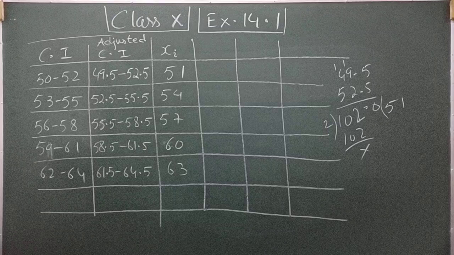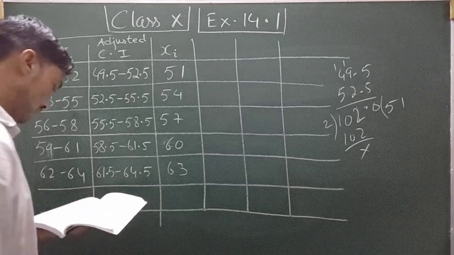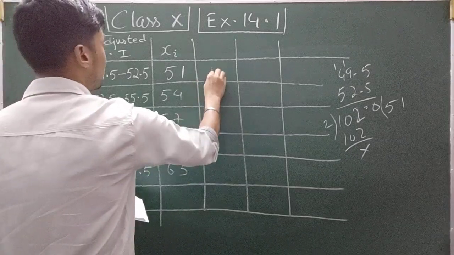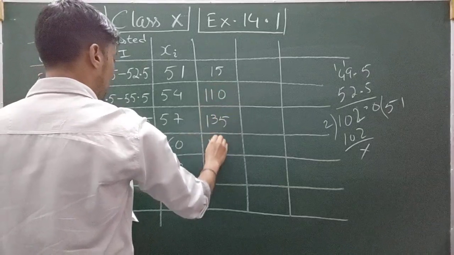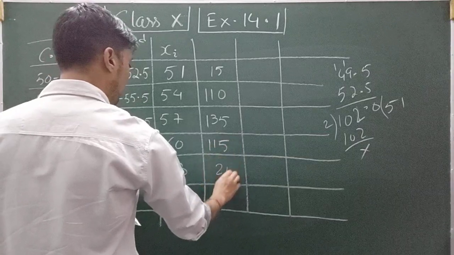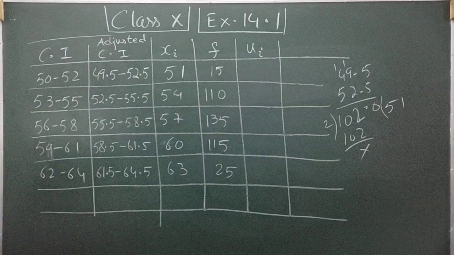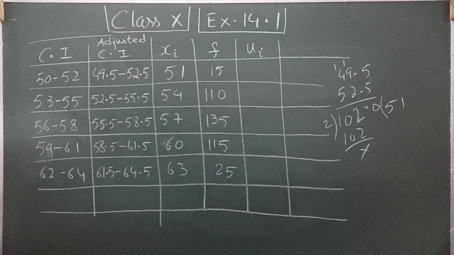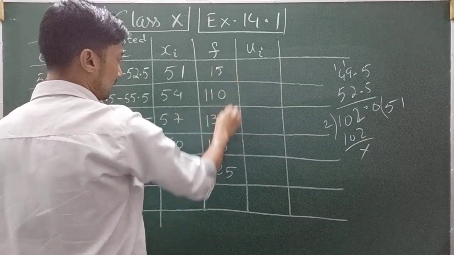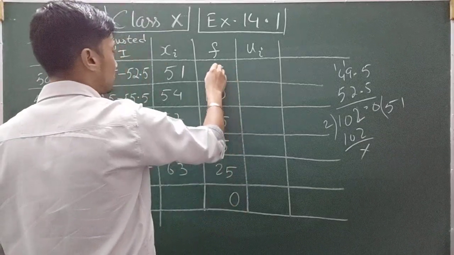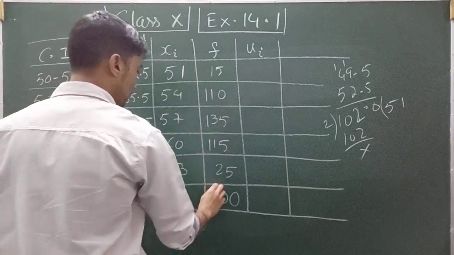Next is frequency. So frequency is 15, 110, 135, 115. Since the population is slightly bigger here, I will use step deviation method. So total, of course, 5, 10, 15, 20, 2 left, 2, 3, 4, 5, 6, 7, 8, 9, 10, 1 left, 2, 3, 4, 400.